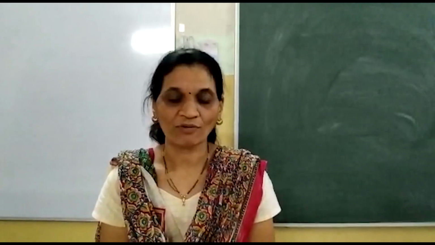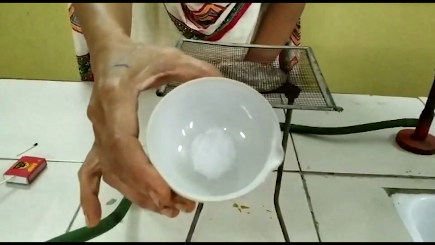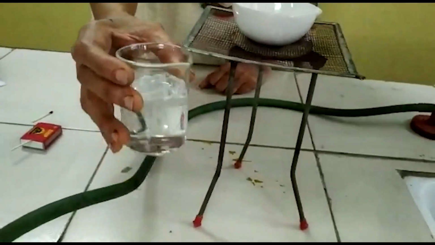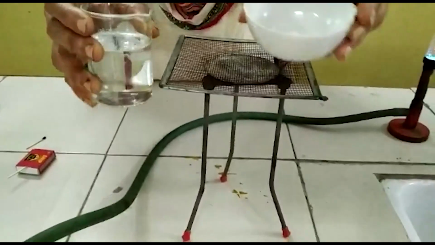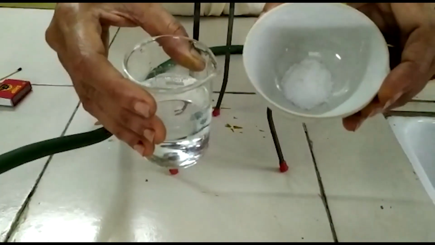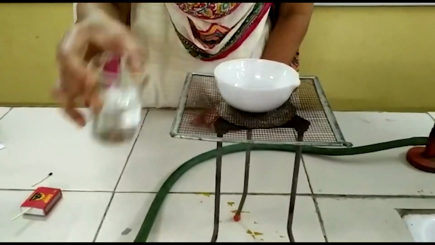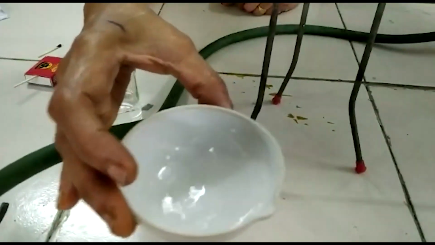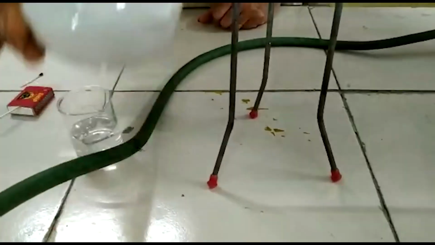Separation technique of evaporation. For this, here I have taken salt and water. Salt will be soluble in water. Solid-liquid substances can be separated by evaporation. A soluble solid, salt and water mixed with each other, we can separate with evaporation.